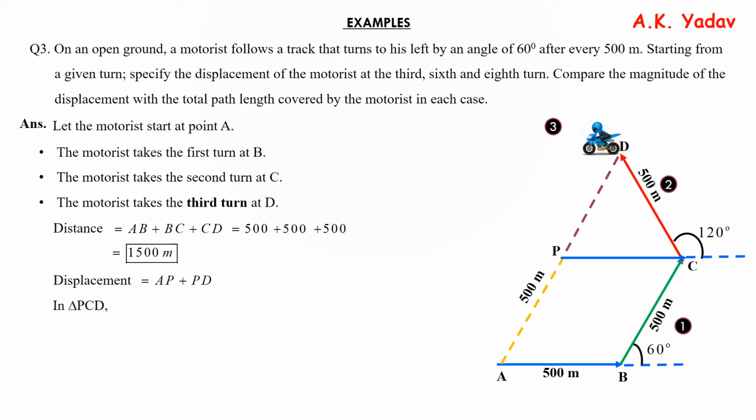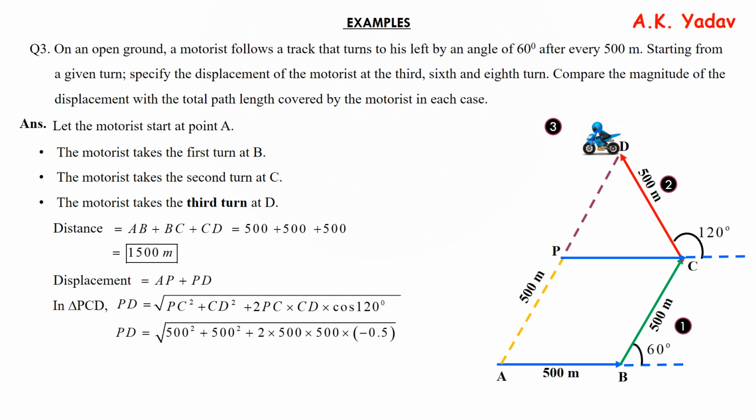Okay, so we take triangle PCD. In triangle PCD, PD is equal to the square root of PC square plus CD square plus 2 PC into CD into cos 120, using the triangle law. We put in all the values and we get PD equals 500 meters. So the displacement is 500 plus 500, that is 1000 meters.